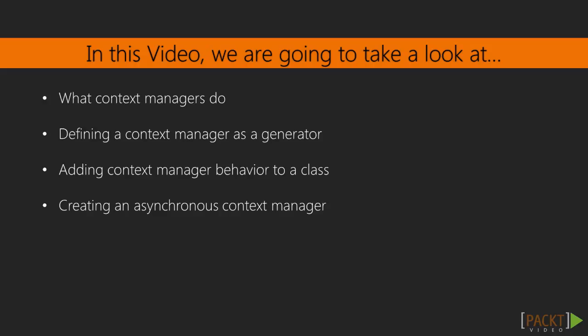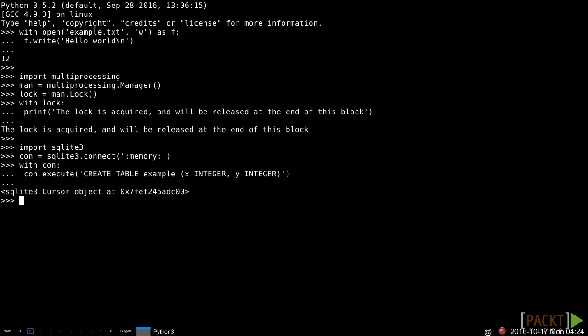A with statement contains a block of code, and the context manager is able to run its own code, both before and after that block is executed, with the after code guaranteed to run no matter what happens in the block. The Python standard library makes quite a lot of use of context managers.